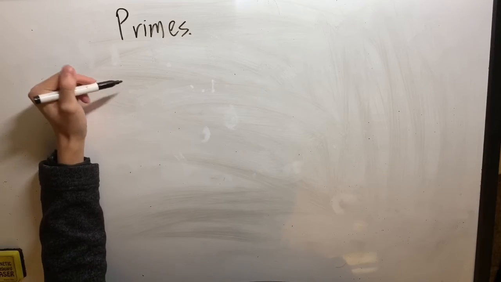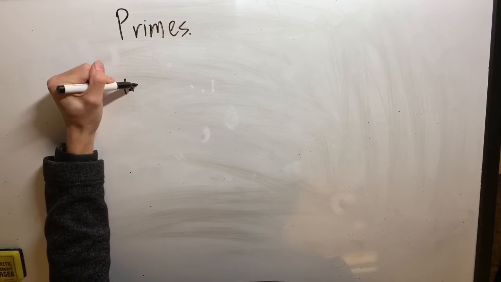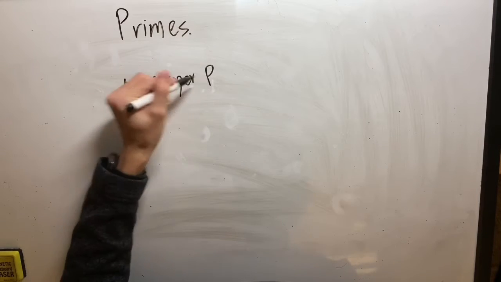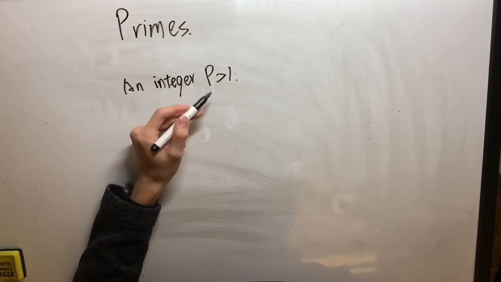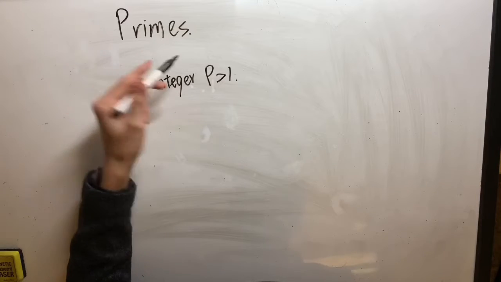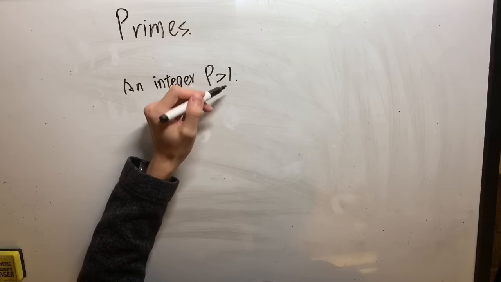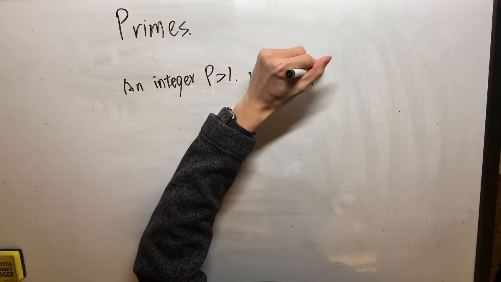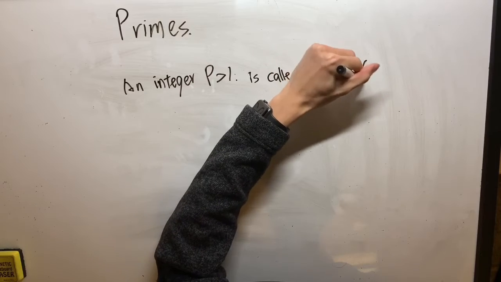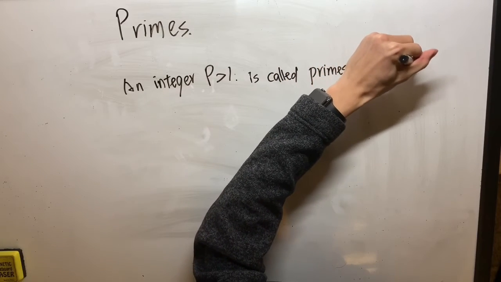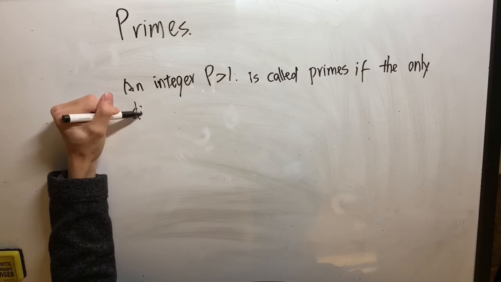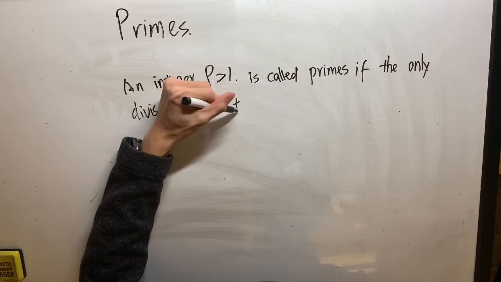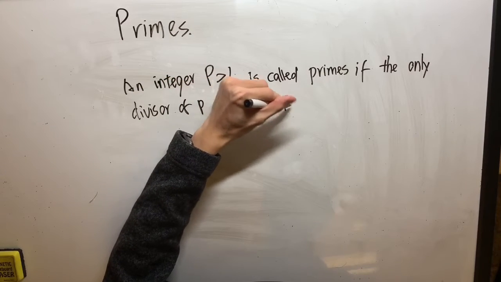So the definition of primes is an integer p bigger than 1. We always denote the letter p as primes. An integer p bigger than 1 is called prime if the only divisor of p is plus or minus 1 and plus or minus p.